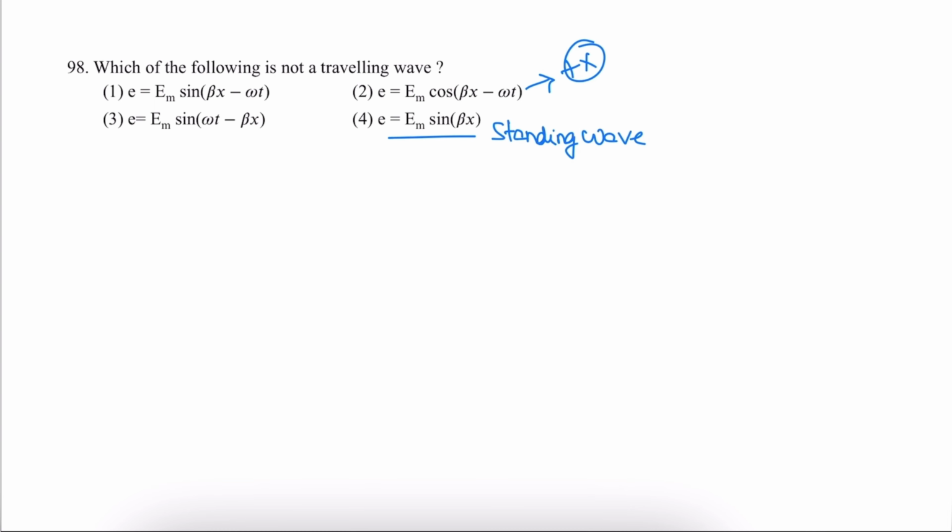Similarly, take option 1, E is equal to Em sine beta x minus omega t. Sine of minus x is minus sine x. So the wave is propagating in negative x direction. In the third option, E is equal to Em sine omega t minus beta x. So the wave is propagating here in positive x direction. Therefore option 4 is not a traveling wave, it is a standing wave.